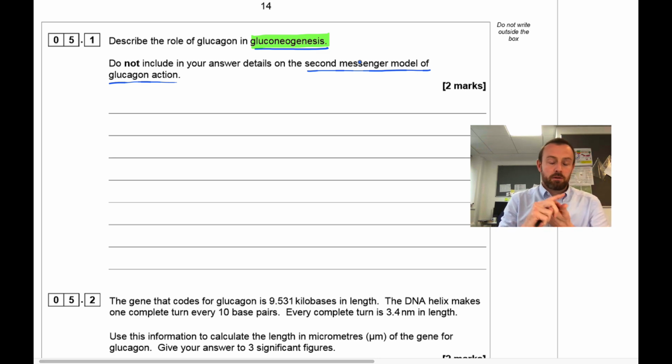So I would probably say, just to cover my bases, glucagon is released from alpha cells in the pancreas. It binds to receptors on cells in the liver. It activates enzymes. These enzymes convert fatty acids and glycerol and amino acids into glucose. I think that's about it. That should do it. Let's check, see that that's right.